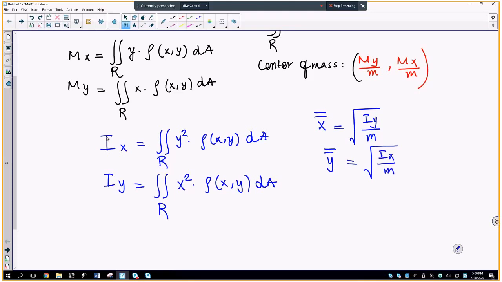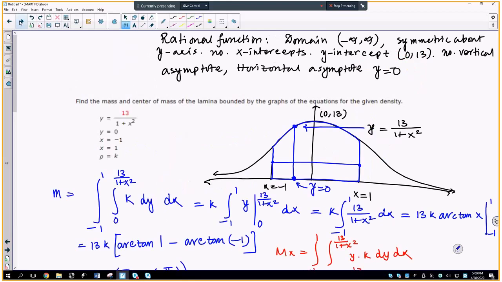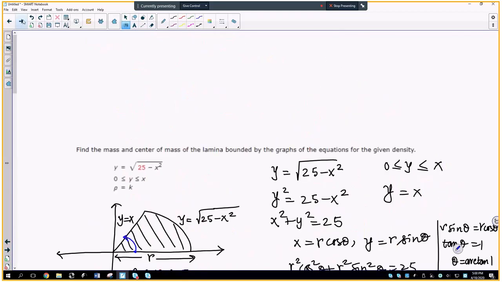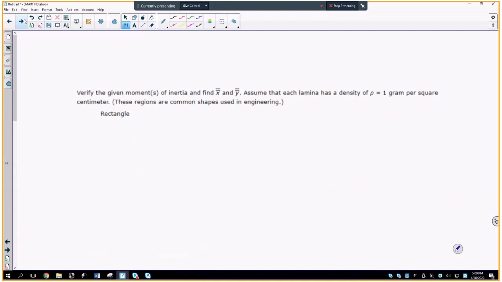Using these formulas, we are going to find the moment of inertia and x double bar, y double bar for some known geometrical surfaces. So let's go to our problems for today's class. The first problem is verifying the given moments of inertia and finding x double bar and y double bar, assuming that each lamina has a density of rho equal to 1. So again, we have fixed the density at 1 gram per square centimeter. And the regions are common shapes used in engineering, and this one is a rectangle that we want to understand.